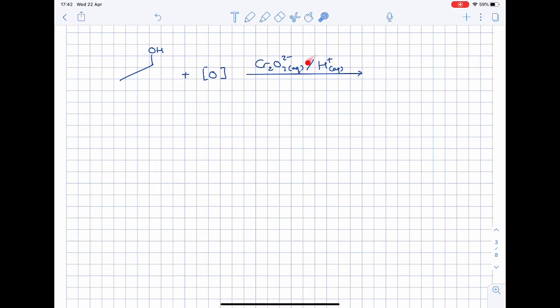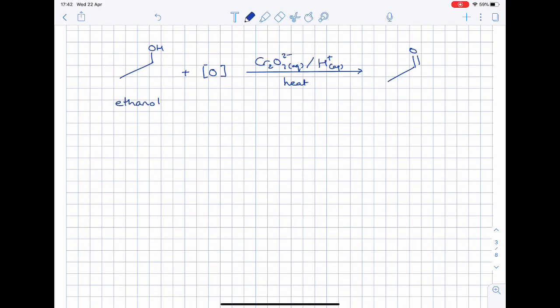We're going to explain why we need the protons in the second year, but for now, just accept we need to have the protons there. And we're going to heat. And initially, it's going to produce the aldehyde. So in this case, we're going to produce something called ethanal. So we have ethanol on the left, and on the right, this aldehyde is called ethanal.